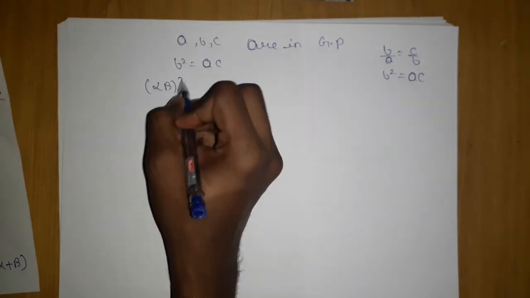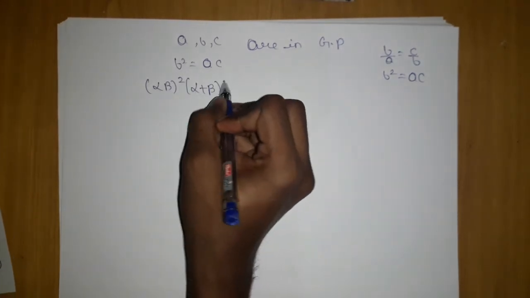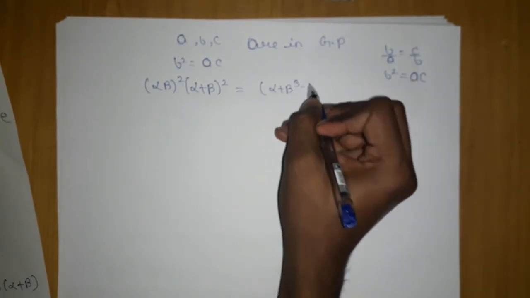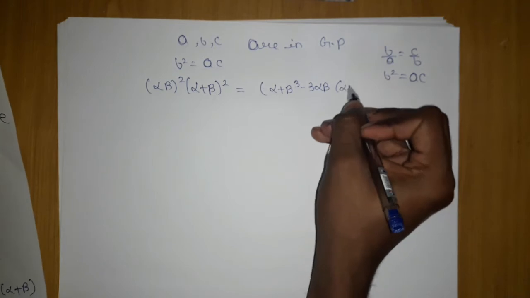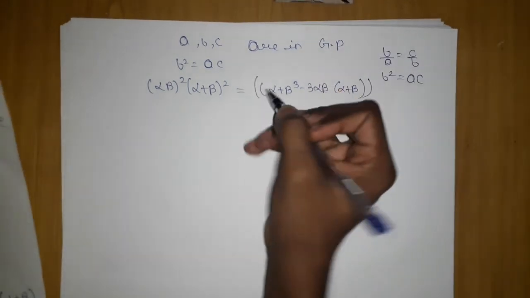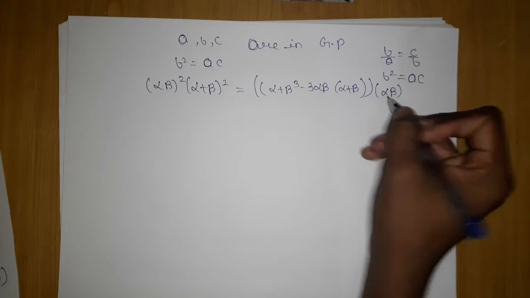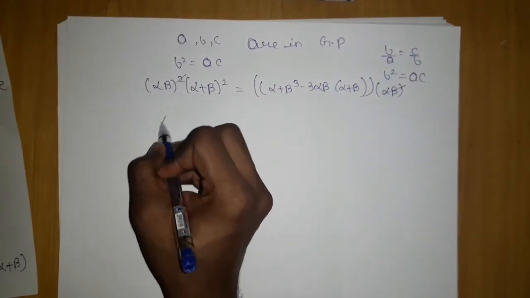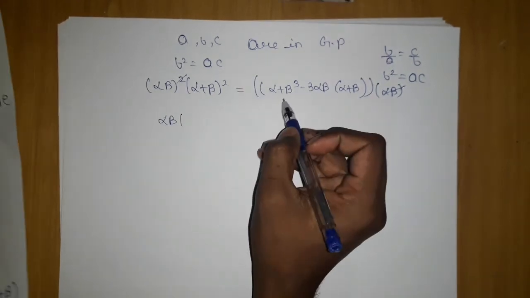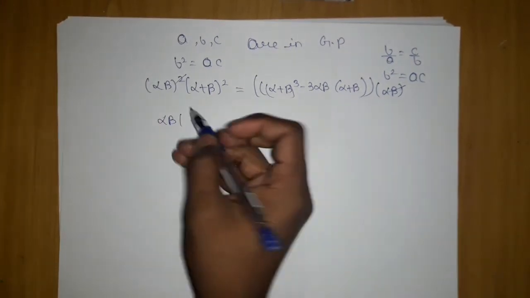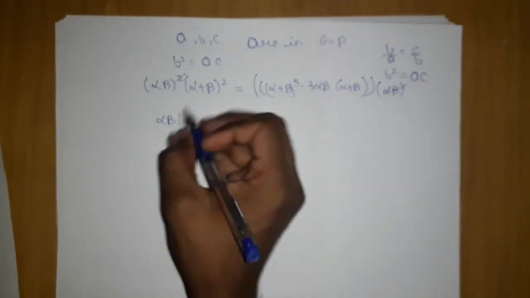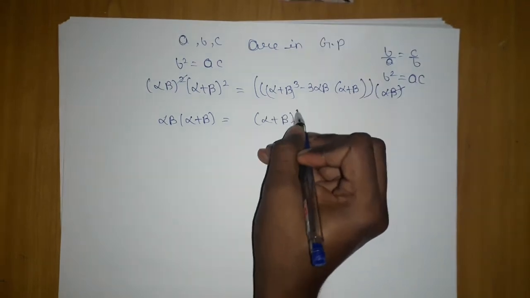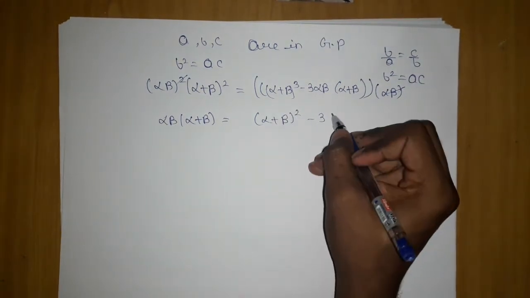Alpha beta, the whole square into alpha plus beta, the whole square, should be equal to alpha plus beta cube minus 3 alpha beta, into alpha plus beta. This whole thing will be multiplied by alpha into beta. So this thing and this will cancel out, which indirectly will give me alpha beta into... and here this is whole cube, so if I remove one alpha plus beta from both sides, it will be fine. Alpha plus beta is equal to alpha plus beta the whole square minus 3 alpha beta.